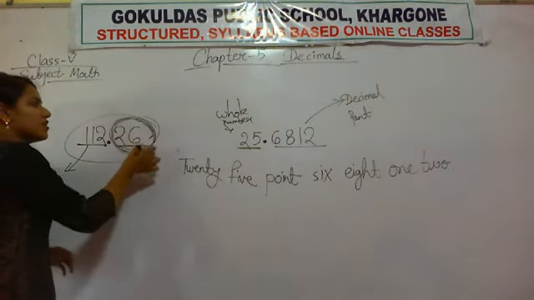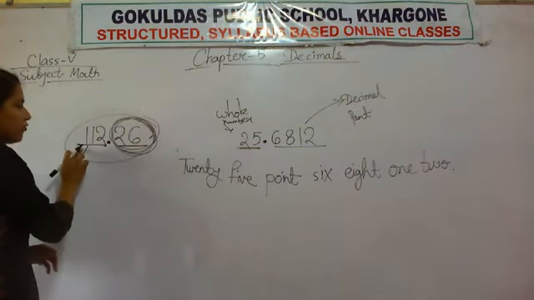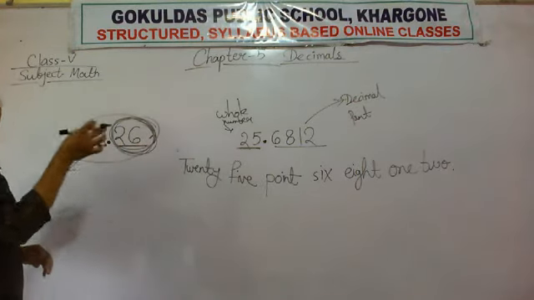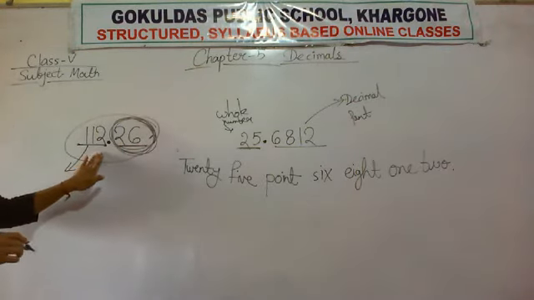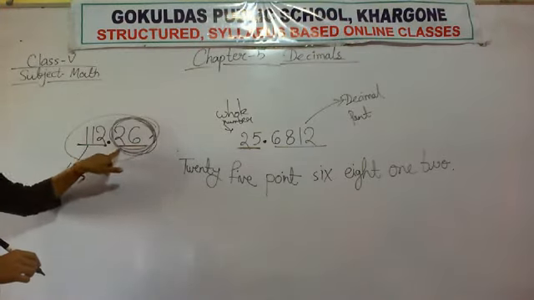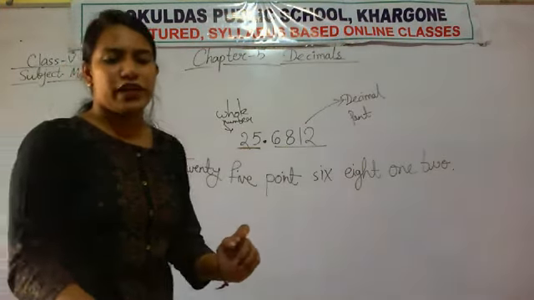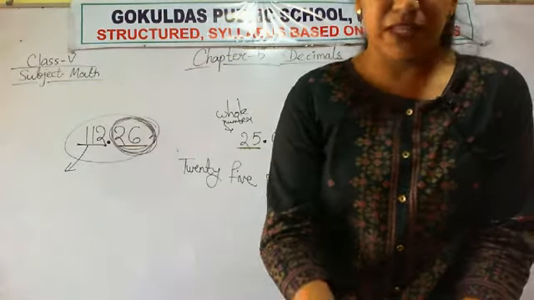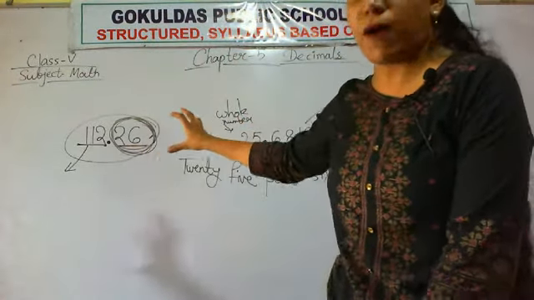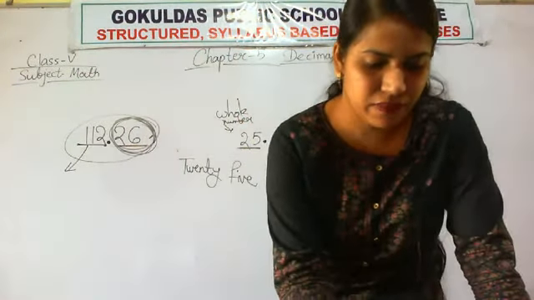So I will read this as two, six. One hundred twelve point two six is the correct way of reading this decimal number. It means we read the decimal part separately.